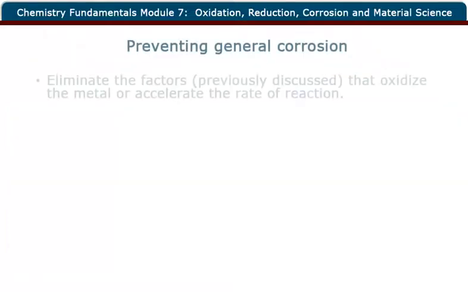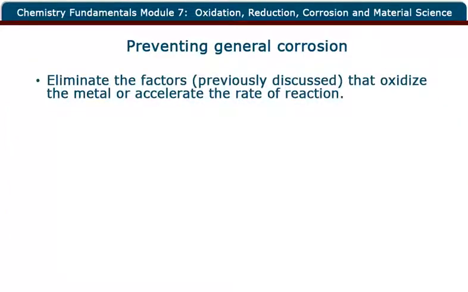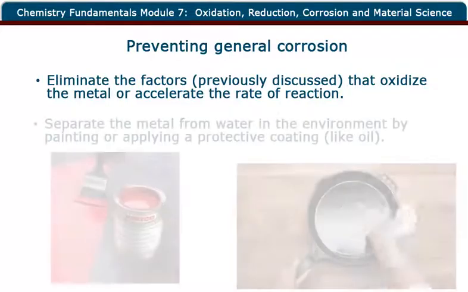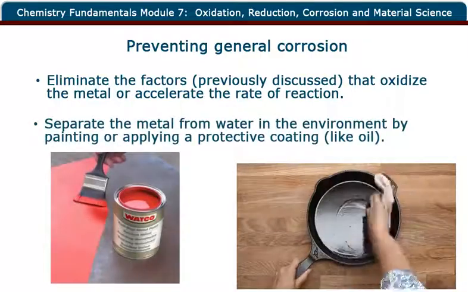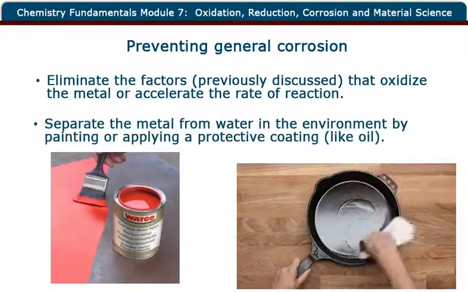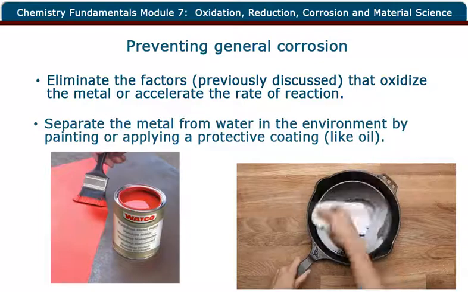So, to prevent general corrosion, we must eliminate the factors that oxidize the metal or accelerate the rate of reaction. One such way is to separate the metal from water in the environment by painting or applying a protective coating, like oil.